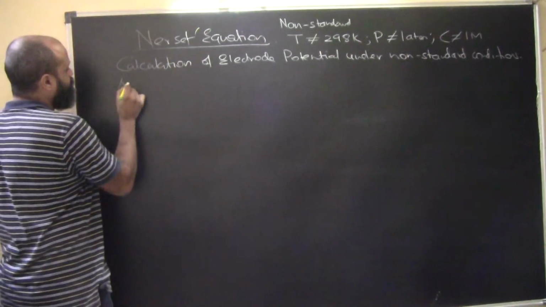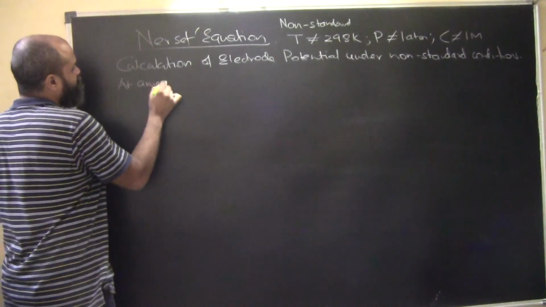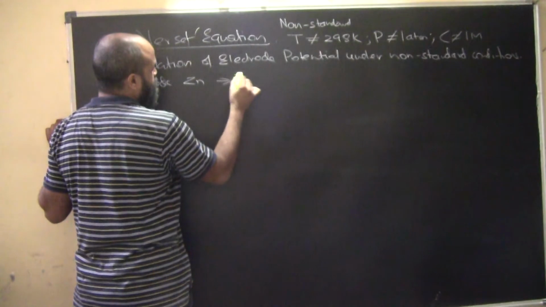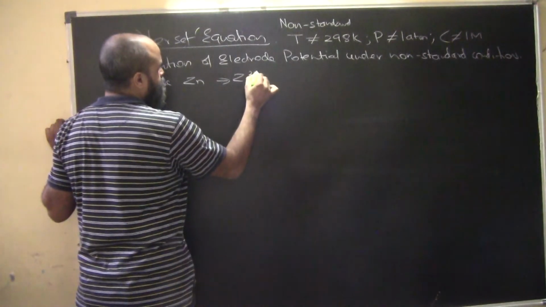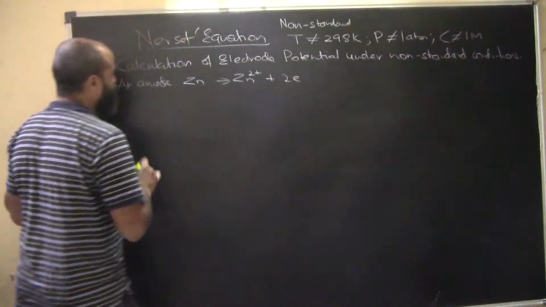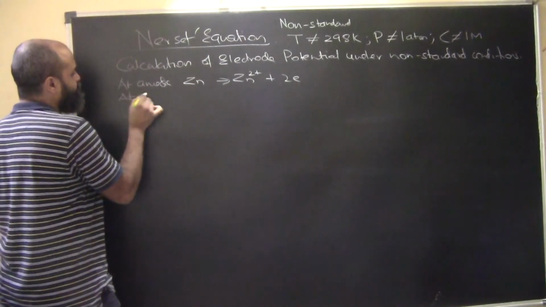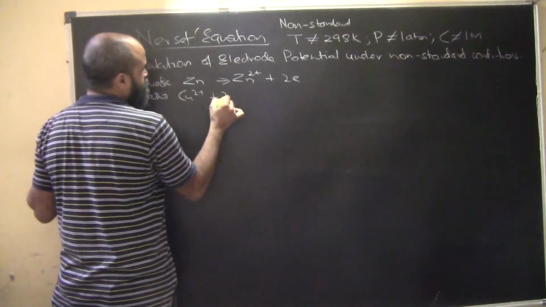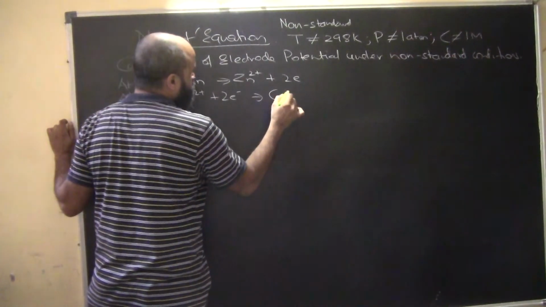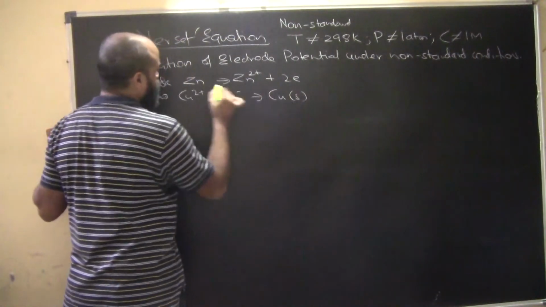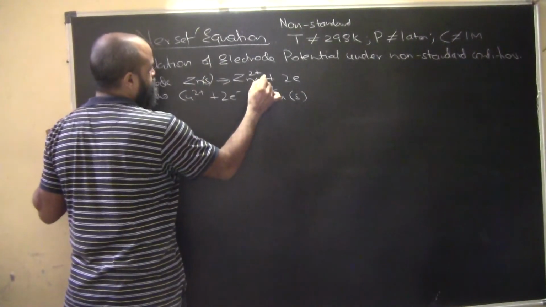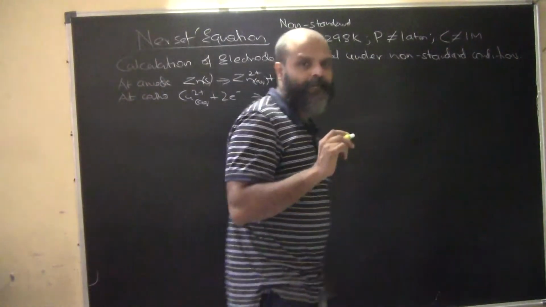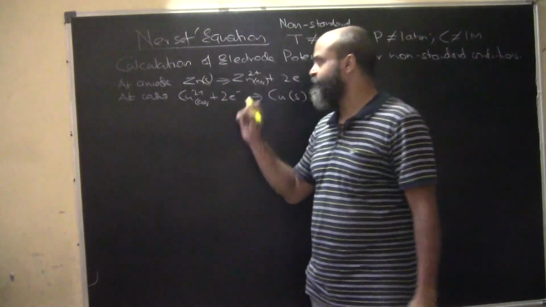So at the anode, what do we see? At the anode we see zinc losing its electrons, or rather getting oxidized: Zn gives Zn2+ plus 2 electrons. And at the cathode, what do we see? At the cathode we see Cu2+ gaining 2 electrons to form Cu. We can represent this with aqueous and solid states. So this is the anode and cathode reaction which normally happens.